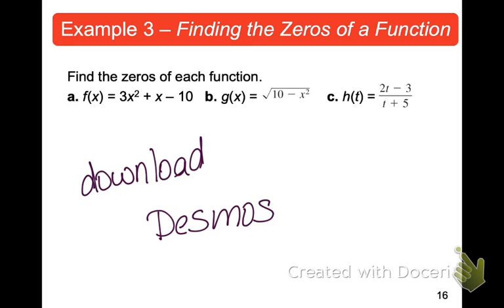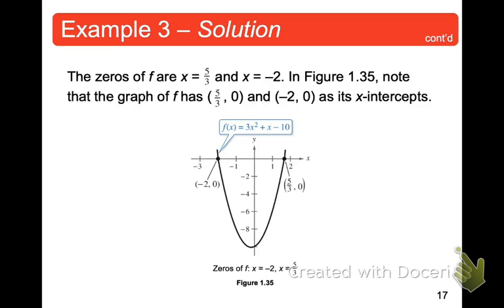So our first one that we're going to do, and this is already showing you the graph, it's f of x. We're trying to find the zeros of this: 3x squared plus x minus 10. And we can look at this graphically and we can see, here it is, right here. We cross at -2 and we cross at 5 over 3. Do you see how the y values are 0 on both of these? Okay, that's what we're talking about.